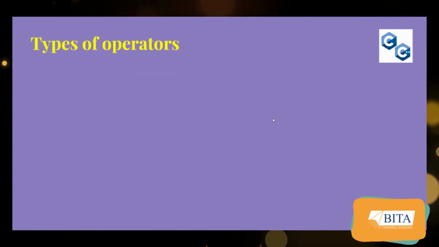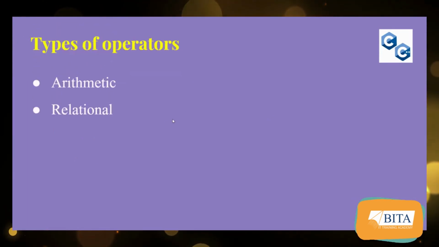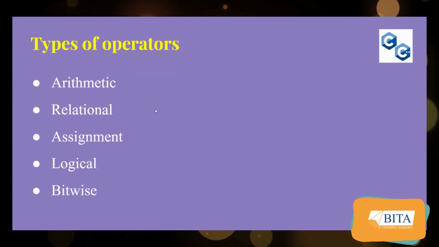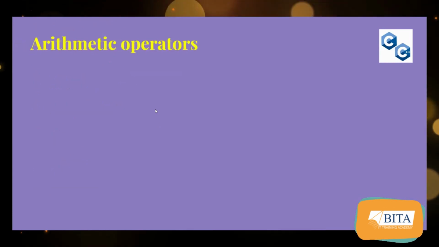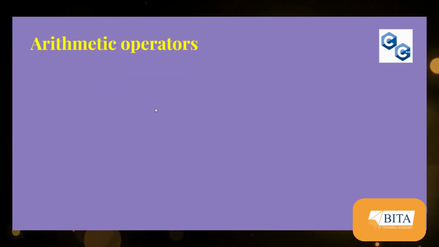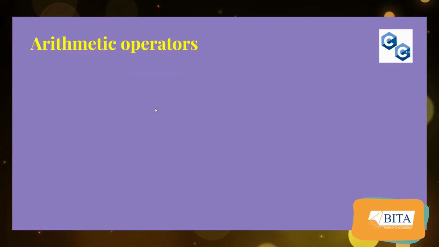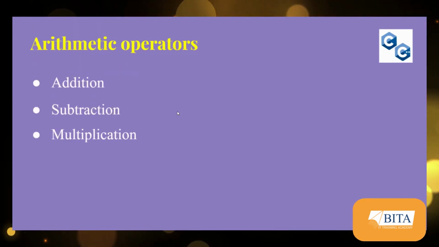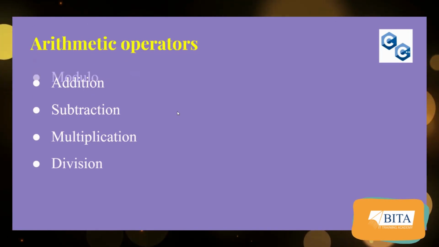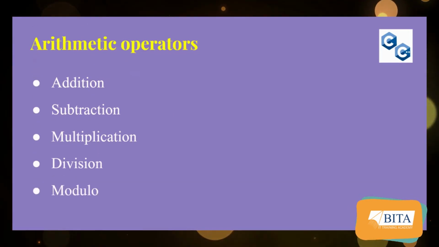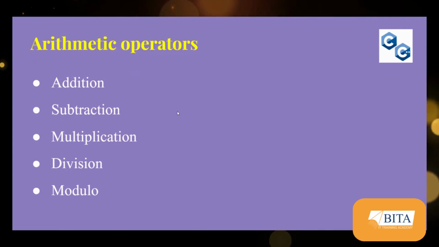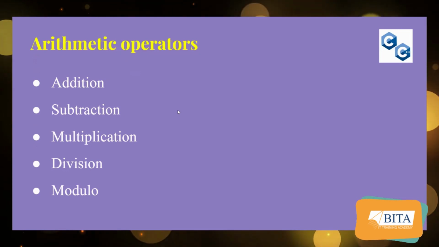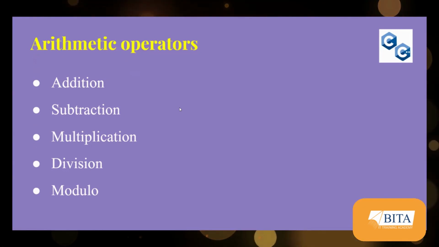The types of operators are arithmetic, relational, assignment, logical, and bitwise operators. We learn about the arithmetic operators. Arithmetic operators perform mathematical operations like addition, subtraction, multiplication, division, and modulo operations on numerical values that may be constants or variables. The modulo operator computes the remainder, and this operator only works with the integer data type.